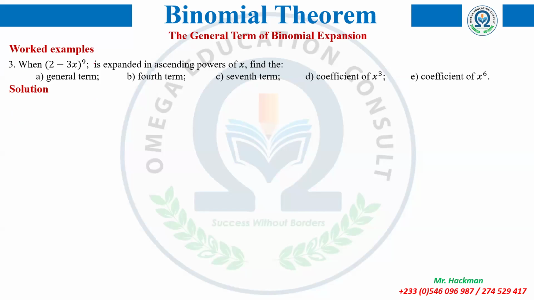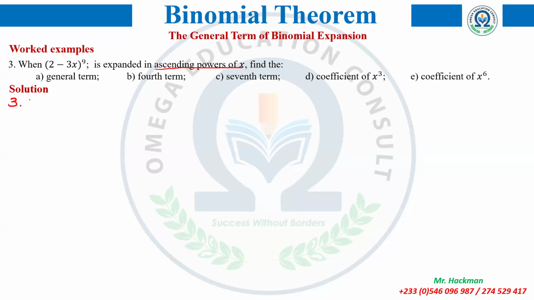So, the third example: when (2 minus 3x) to the power 9 is expanded in ascending powers of x, find... So, ascending powers of x, so you don't have to do any rearrangement. If you expand, it means we are going to go by what we have there. So, solution to question 3: ascending powers of x. That will guide us.